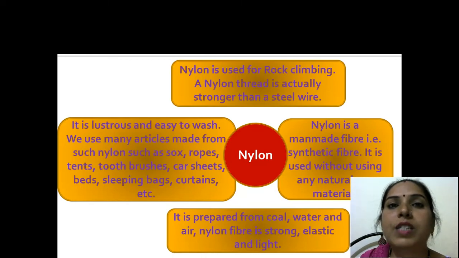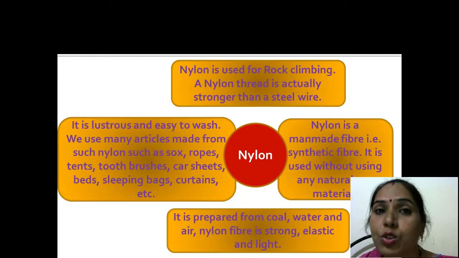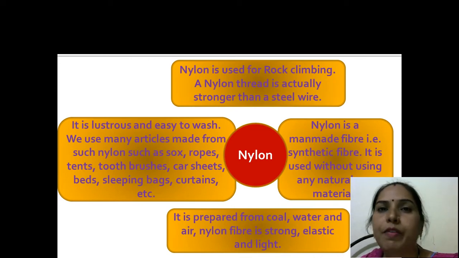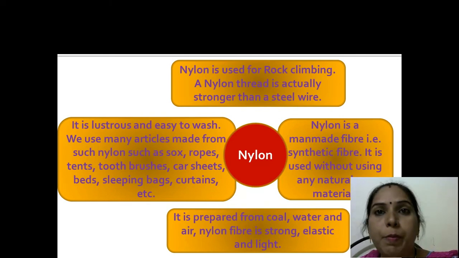That means nylon is a very strong fiber. It is stronger than a steel wire. Nylon is also known as a man-made fiber, that is, a synthetic fiber, made without using any natural raw material. There is no natural material that can be found in it. Okay, then what is it prepared from? It is prepared from coal, water and air.